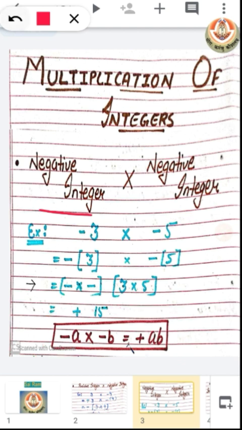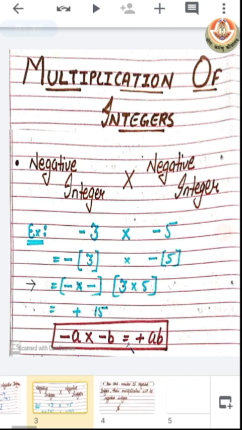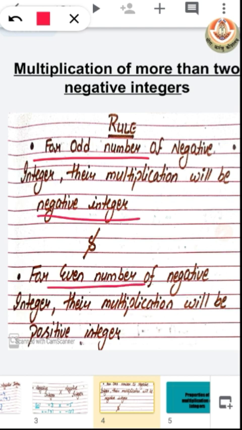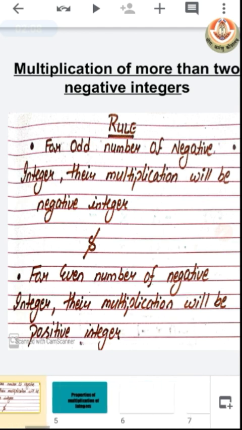Now move on to the next. The next property we have learned is the multiplication of more than two negative integers. For this we have two rules. For an odd number of negative integers, the multiplication will be a negative integer, and for an even number of negative integers, the multiplication will be a positive integer. So class, this was the quick revision of the previous lesson.